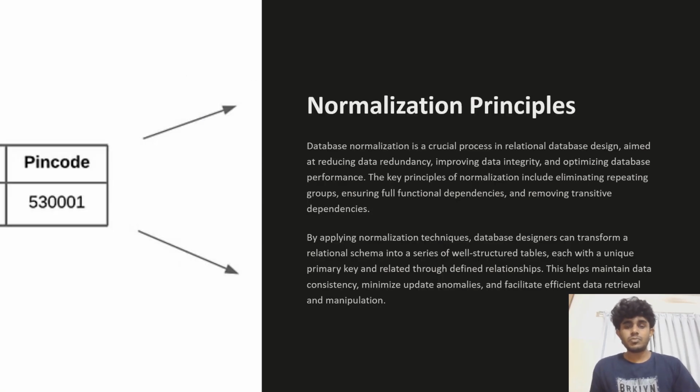Normalization principles. Database normalization is a crucial process in relational database design, aimed at reducing data redundancy, improving data integrity, and optimizing database performance. The three principles of normalization include eliminating repeating groups, ensuring full functional dependencies, and removing transitive dependencies. By applying normalization techniques, database designers can transform a relational schema into a series of well-structured tables, each with a unique primary key and related through defined relationships.